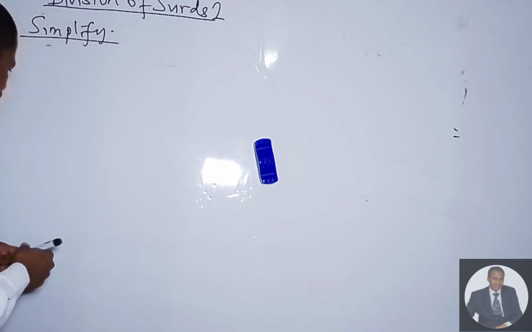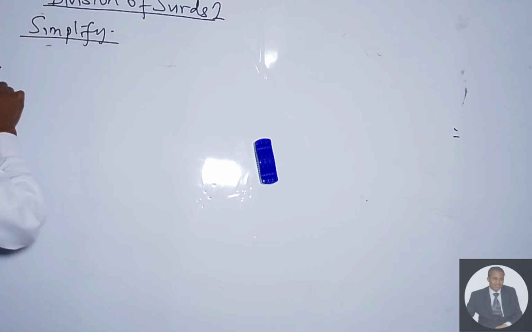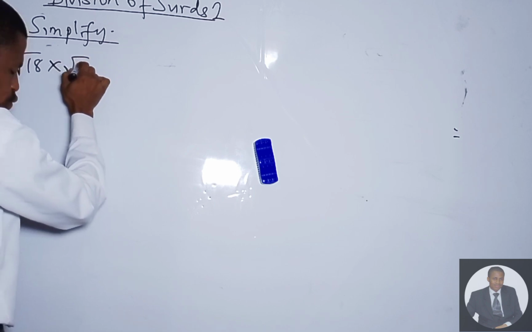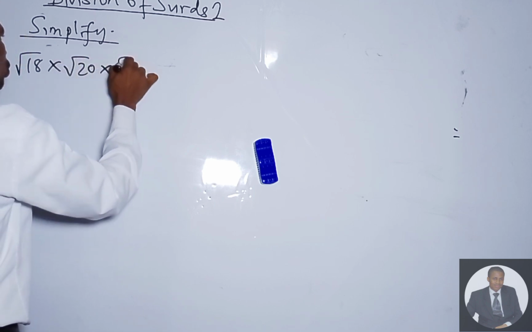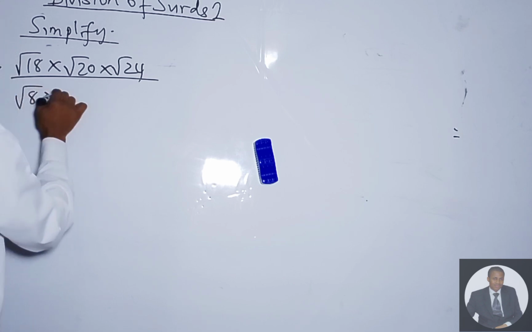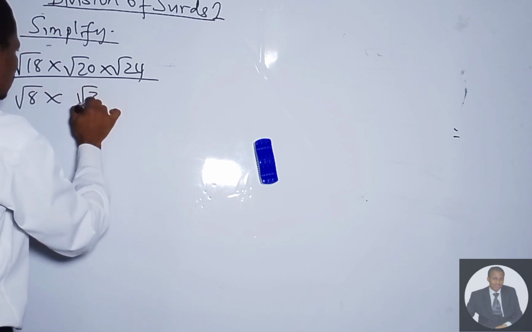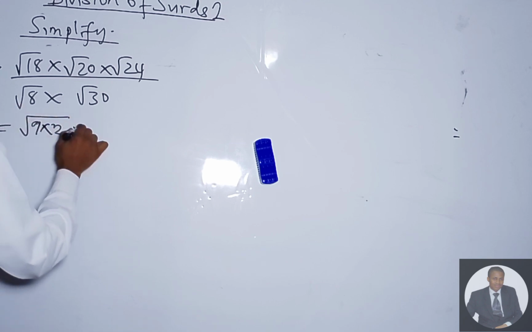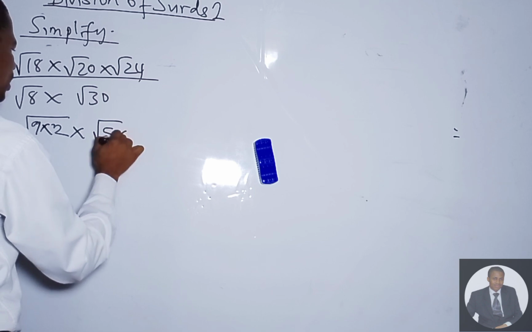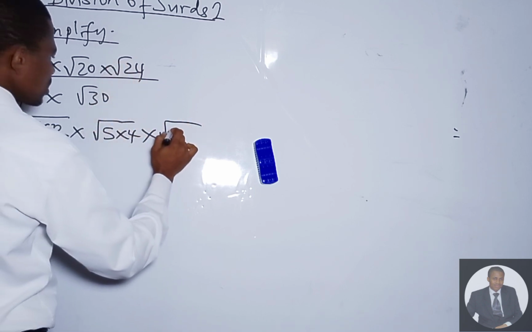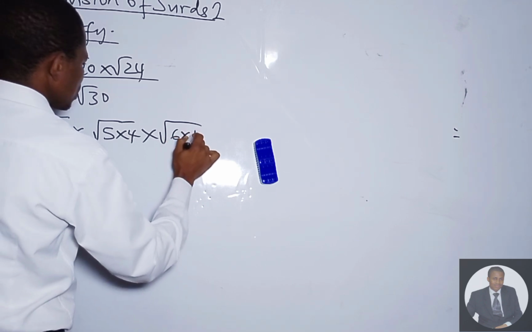Another question, this one seems to be longer. Root 18 times root 20 times root 24 divided by root 8 times root 30. We simplify this by saying root 18 is the same thing as saying root 9 times 2. Root 20 is the same thing as saying root 5 times 4.